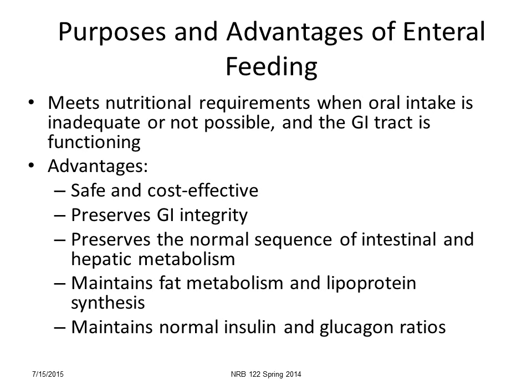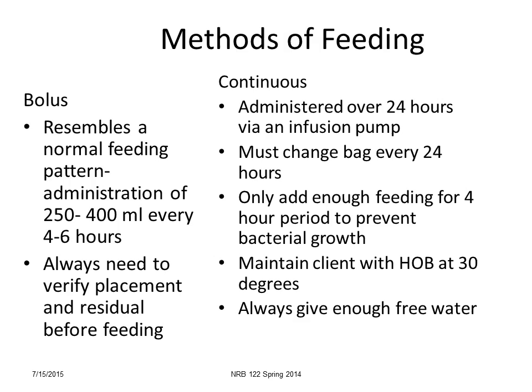So we want to preserve the normal sequence of intestinal and hepatic function. We want to maintain fat metabolism and lipoprotein synthesis. And we want to maintain normal insulin and glucagon ratios. So our GI tract is very important. And we know that we don't want to be malnourished when we're in a critical situation, we're in a hospital situation. So the best way to feed us is via enteral feedings if we can't eat orally.